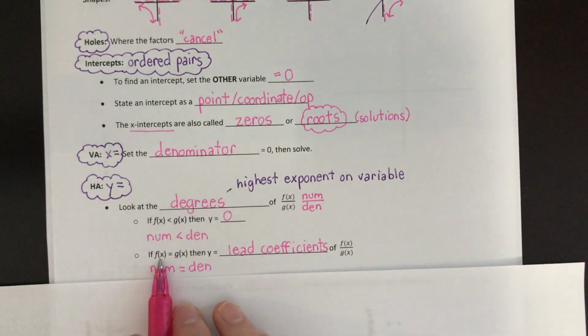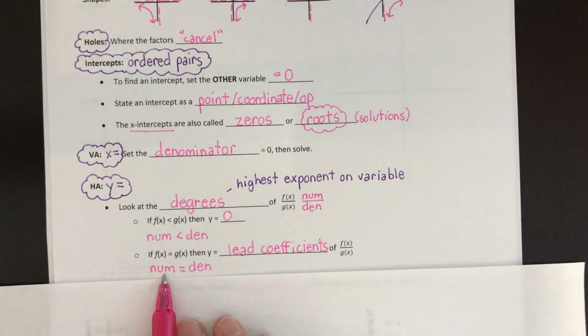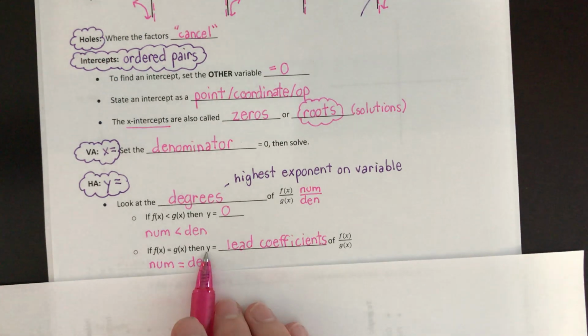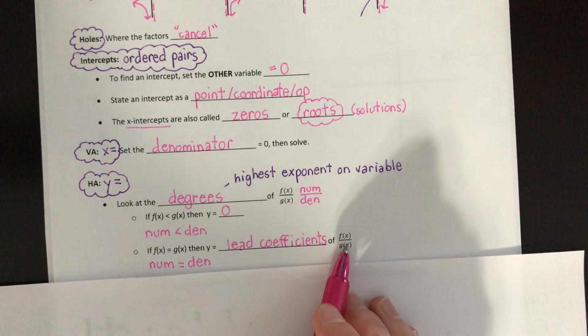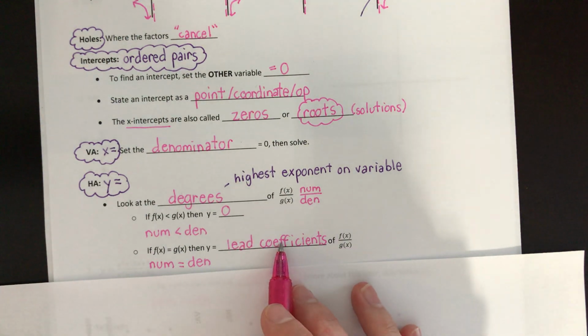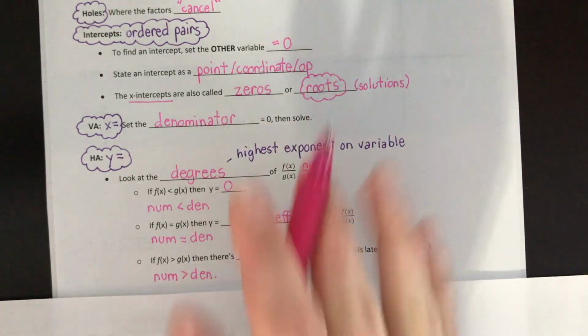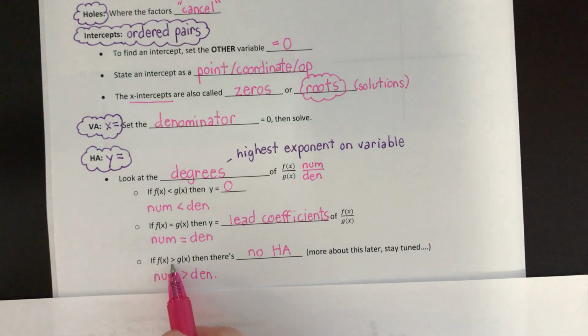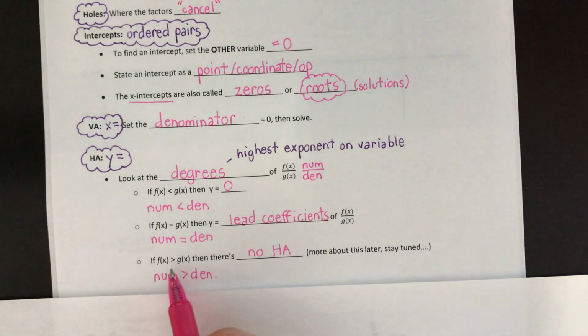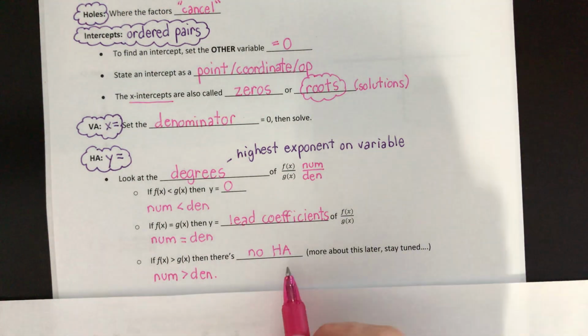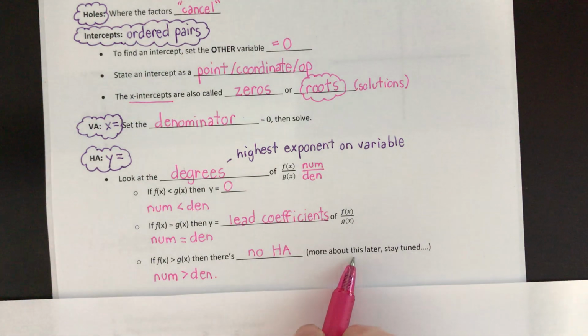If the degrees in the numerator equals the degrees of the denominator, then y equals the ratio of the leading coefficients of the given function will be your horizontal asymptote. And last but not least, if the degree of f of x is greater than that of g of x, then there's no horizontal asymptote, meaning if the numerator degrees is greater than the denominator degrees, there's no horizontal asymptote. More on this later. Stay tuned.